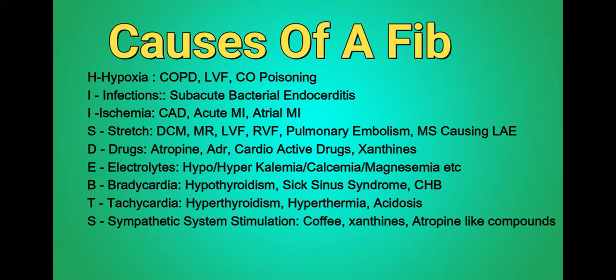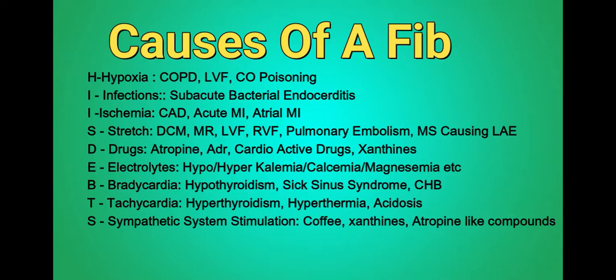Now we'll discuss causes of atrial fibrillation. For this I have made a small mnemonic, HISDEBTS, his debts, like as if somebody has borrowed money from somebody and he is in debt. So this is a mnemonic for causes of arrhythmias. We'll go to the first one, H for hypoxia.